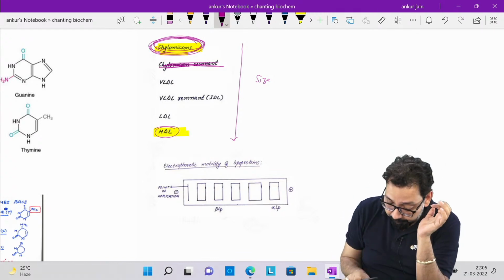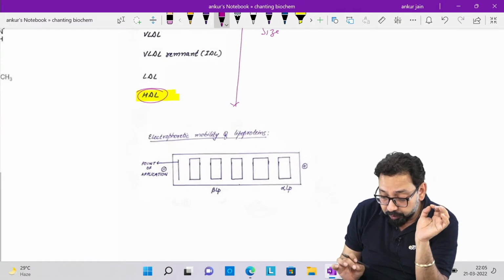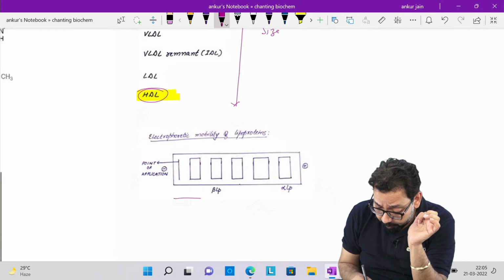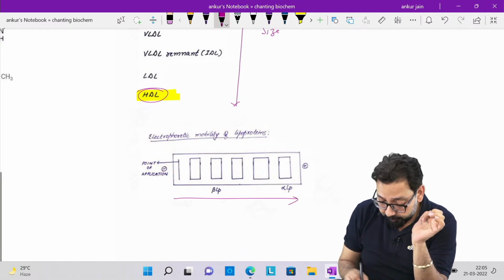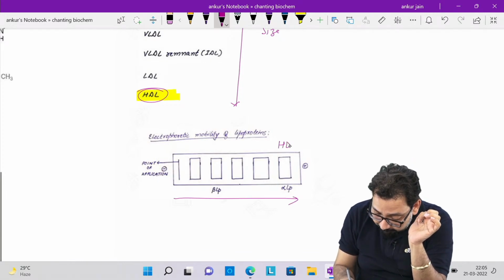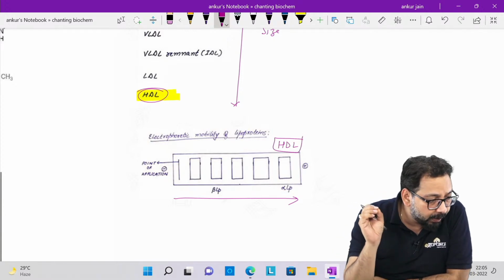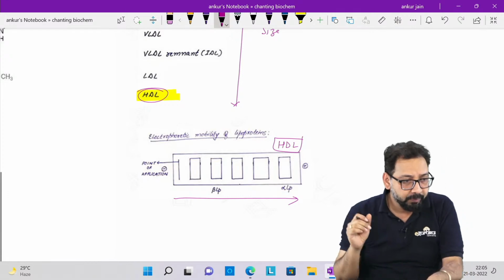Question: if you do electrophoresis, a question is asked, highest movement, this is HDL. How to remember? Highest movement, HDL.